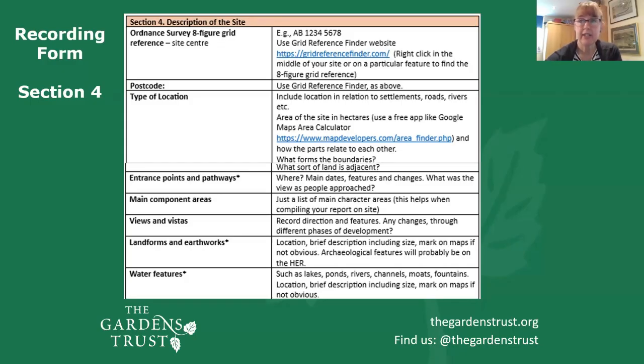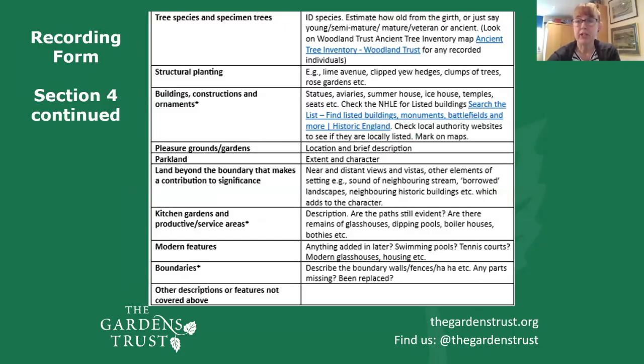Landscapes are not static, so we also want to work out what has changed since the original design was laid out. Have lakes or ponds been filled in or changed in size and shape, for example? Are there specimen trees? If so, you may have already found those that are really old or special enough to feature on the Woodland Trust inventory. You can see the link on the table there. Are the avenues or clumps of trees seen on the early maps still evident in the landscape today?